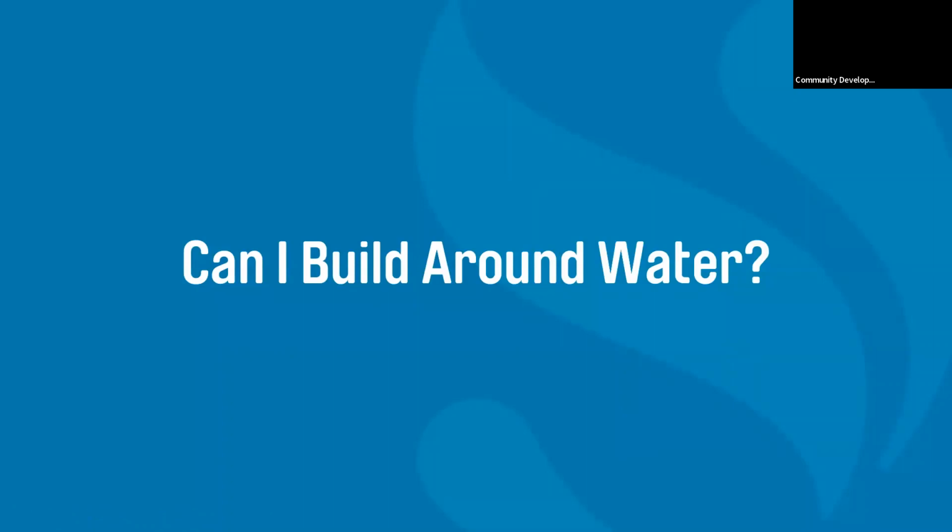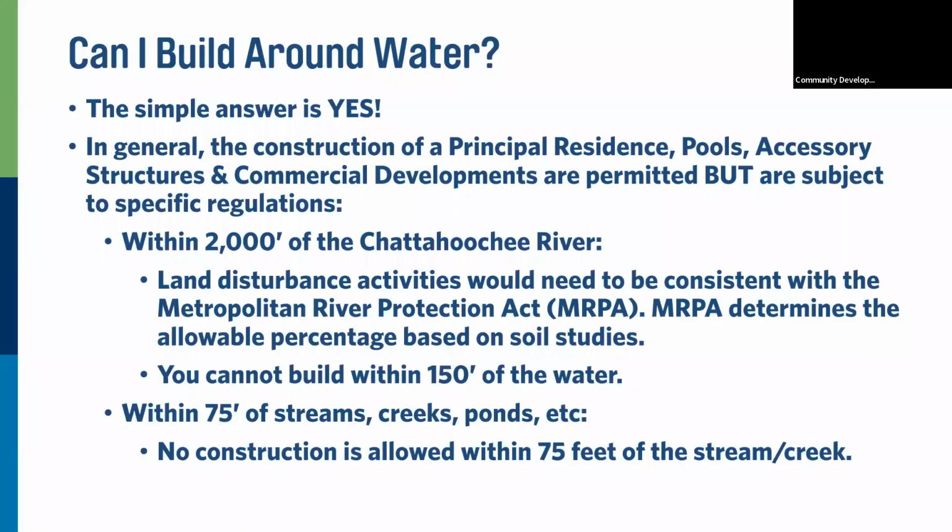So the big question, of course, is can I build around water? Just like can I build around trees? General answer is yes. And again, the same principles apply. So if you're within the 2,000 feet of the river corridor, you have to take additional precautions, and regulations apply. Likewise, if you're within the stream buffers, we'll get into the specifics of the stream buffers in a little bit. But that too, there's no construction allowed within 75 feet of a stream or creek.